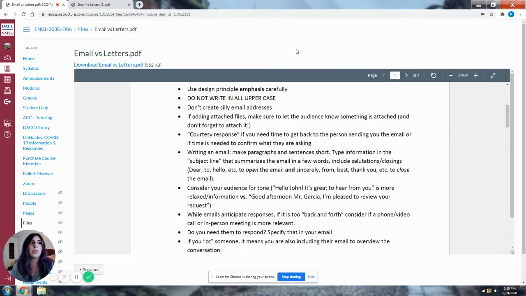Purpose really structures what you need to include. But overall, make sure paragraphs and sentences are short. You don't need excessive detail in emails. You don't need narrative descriptions. You don't need dialogue. You need to keep it short and to the point, concise, which is what we're thinking about in this class in general.